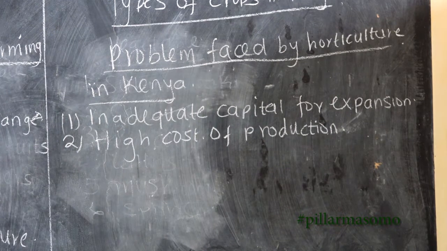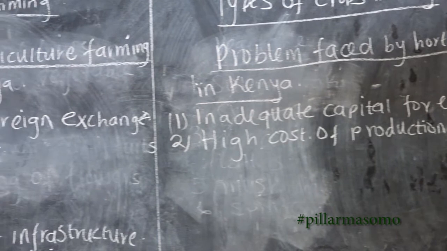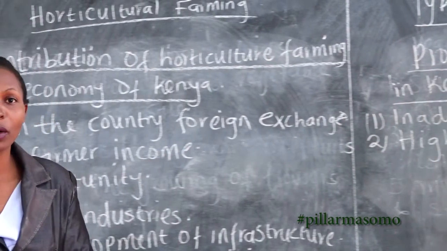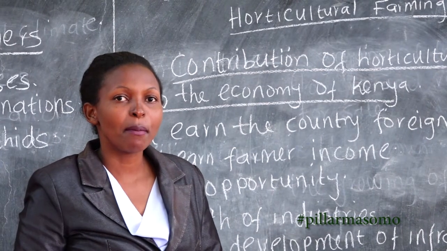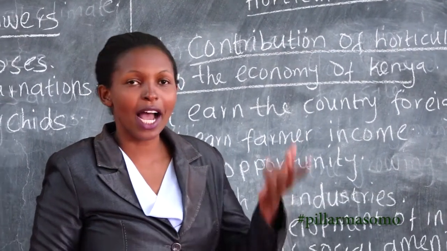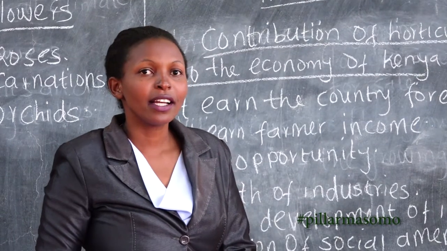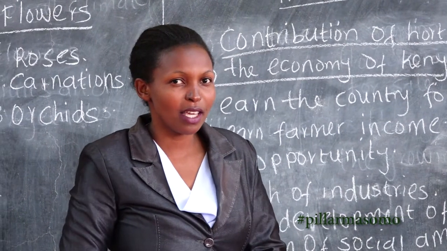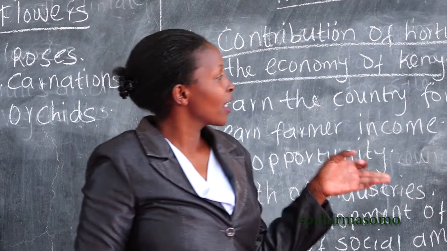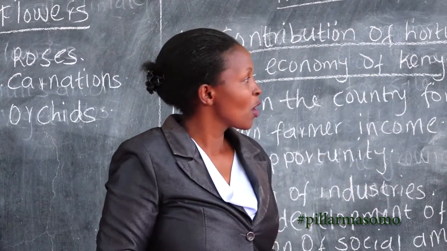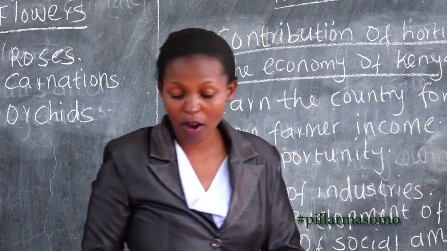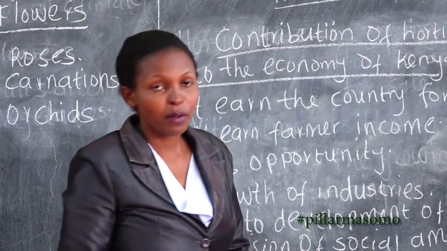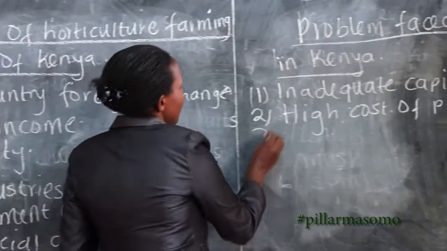We have the second one, high cost of production. When talking about high cost of production, the fertilizers, maybe they are bought with a high amount of money, and those ones we refer to as the inputs. So for them to be able to produce those horticulture crops, they require a lot of money, and that is the reason we are talking of high cost of production. Then we have pests and diseases.